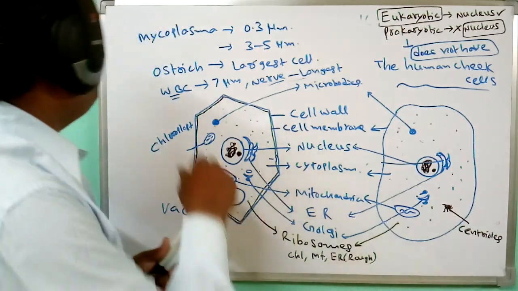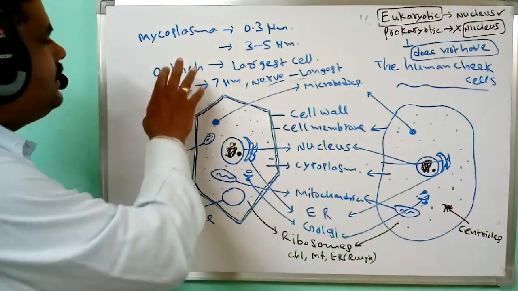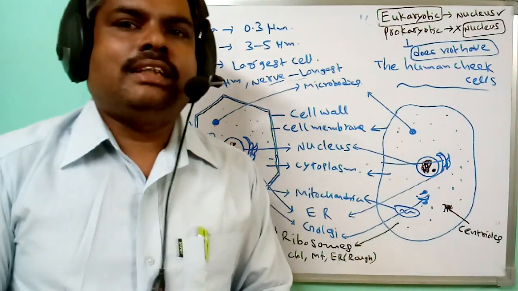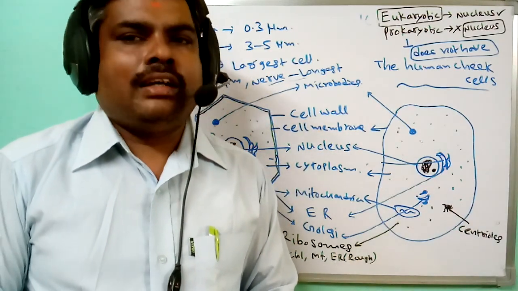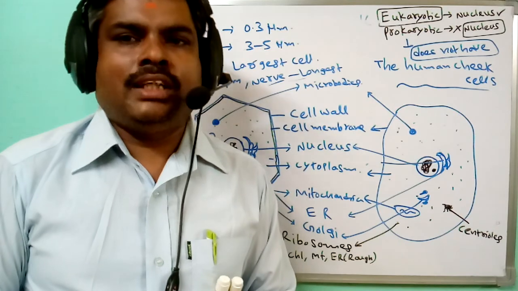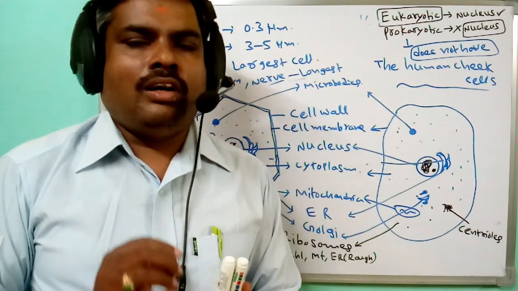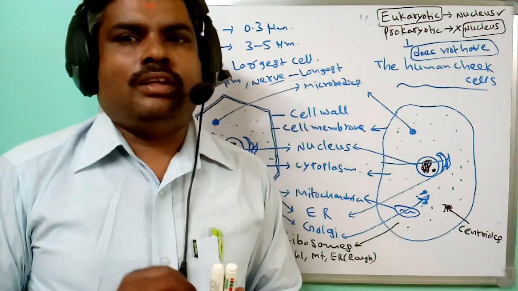So when we are observing some of the cells like this, based on this we observe that the sizes of the cells also vary. Some cells are small and some cells are somewhat big. Some cells are long and some cells are short.